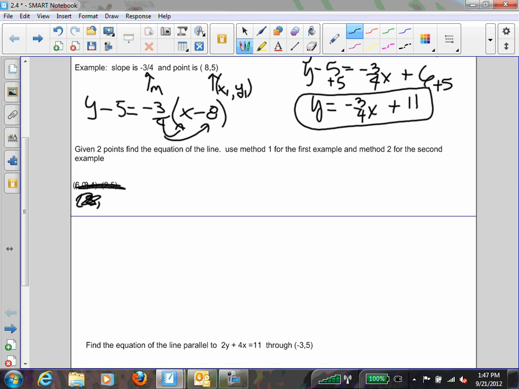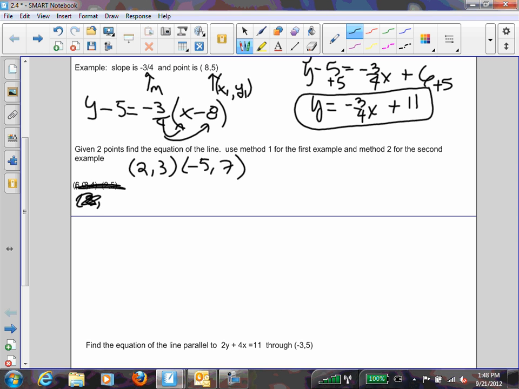Okay, we're just going to make up our own little example here. So given 2 points, how about (2, 3) and (negative 5, 7)? We'll start with that. All right, given the 2 points, find the equation of the line. Use method 1 and then do it again for method 2.